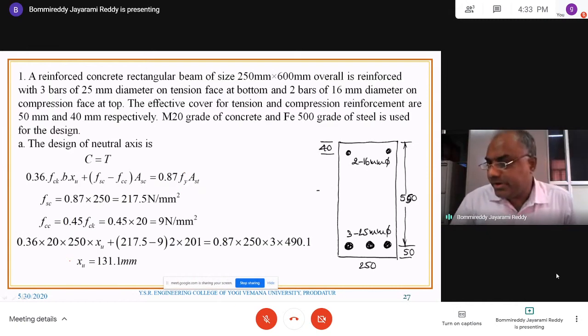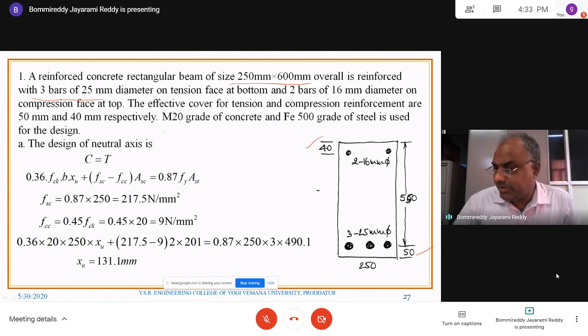A reinforced concrete rectangular beam of size 250 by 600 mm overall, you can look at the diagram also, is reinforced with 3 bars of 25 mm on the tension face at bottom, and 2 bars of 16 at the top. You can look at this diagram clearly given. The effective covers for tension and compression reinforcement are 50 and 40. So effective cover for tension reinforcement is 50, effective cover for compression is 40.